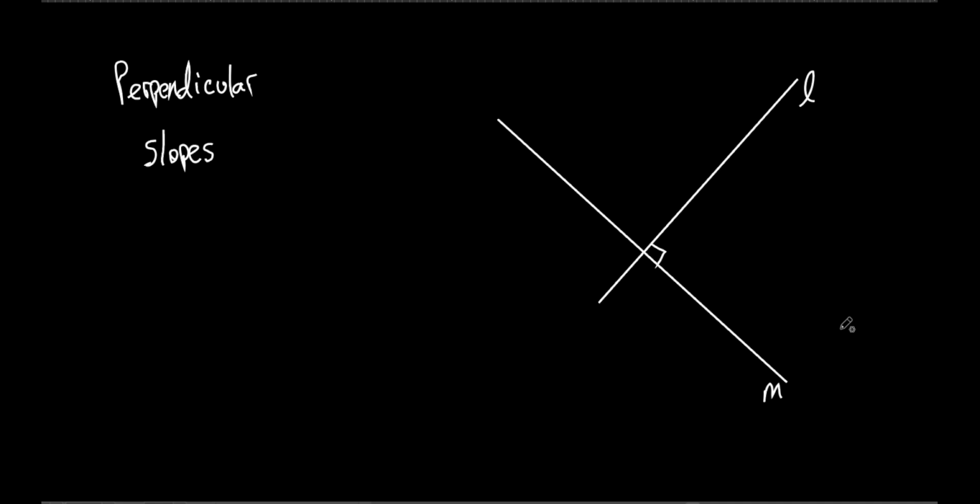I kind of made it obvious. So from left to right, it goes up. So what is the sign? Is it a positive or a negative slope? Positive. Okay, so this is a positive slope. What is line M? Negative. It's a negative slope because from left to right, it goes down.